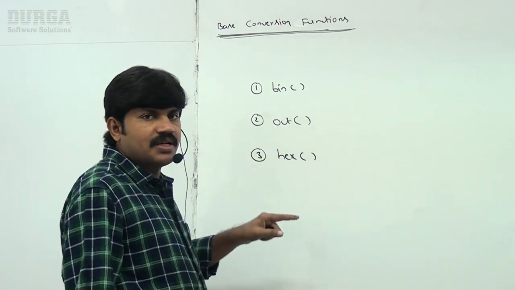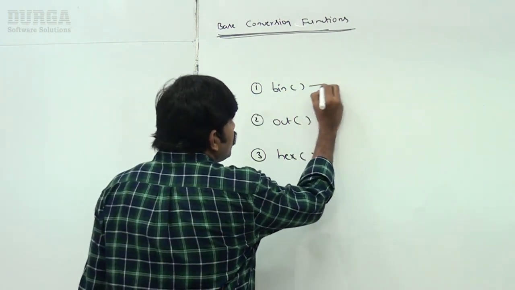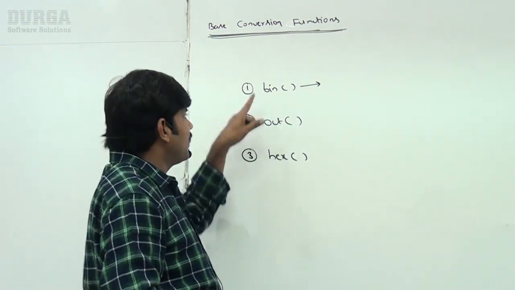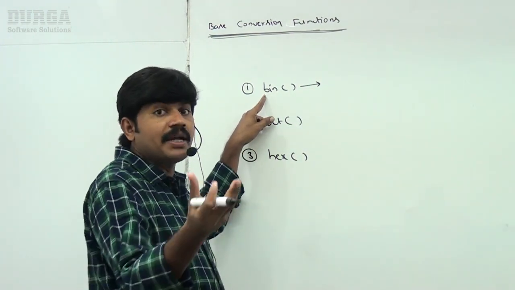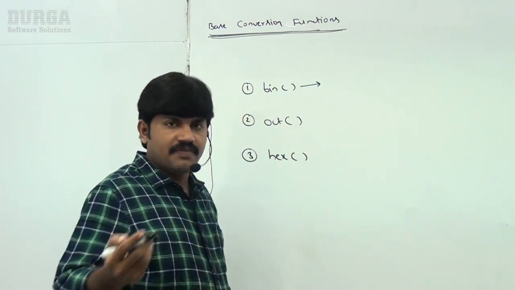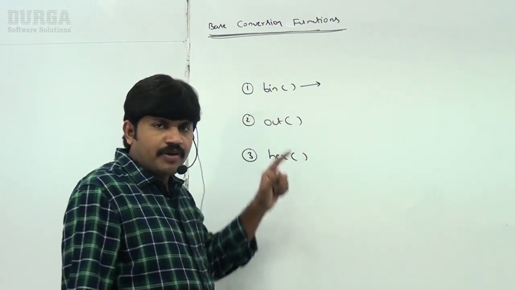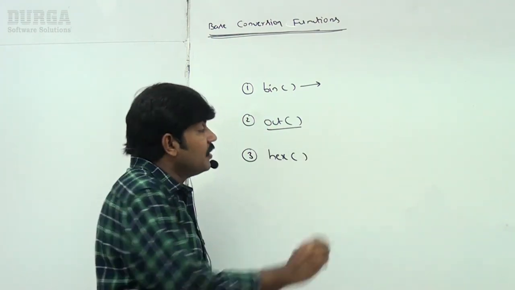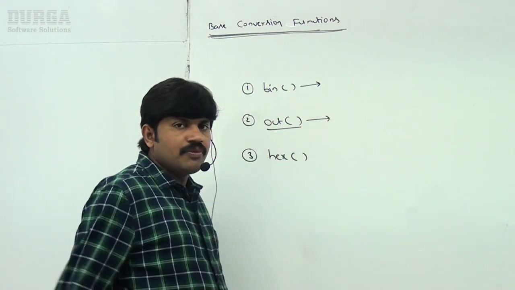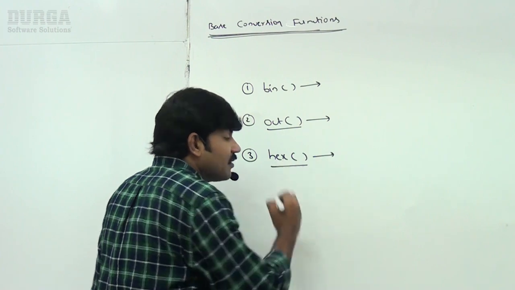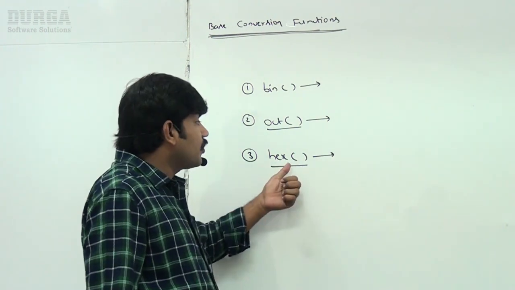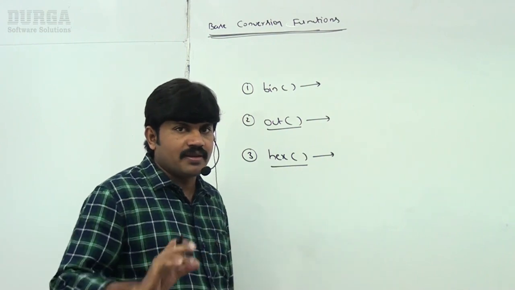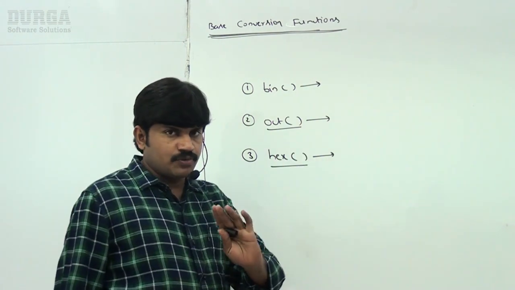The bin function can be used to convert from any other base to binary. If I want the binary representation for the given number, then we need to go for bin. If I want the octal representation for the given number, then we need to go for oct. If I want the hexadecimal representation for the given number, then I need to go for hex. So to convert from one base to another base, these are the three functions we have.